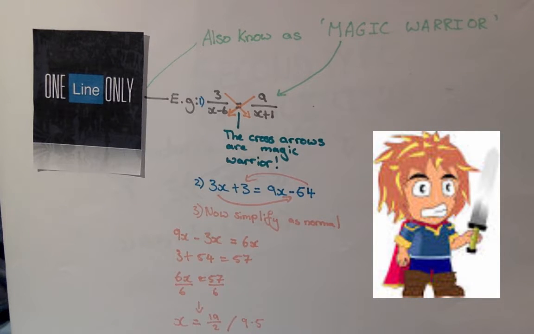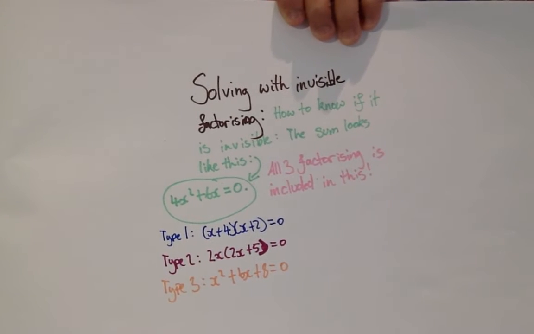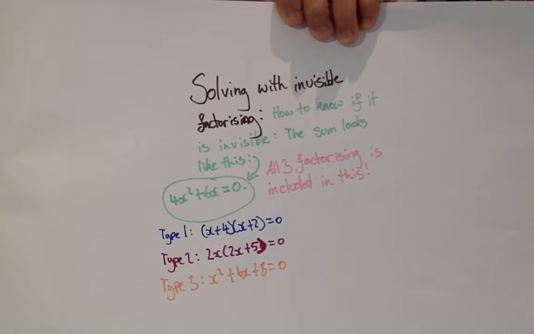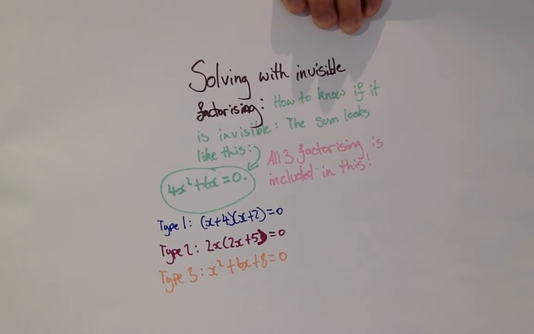So 9 minus 3x equals 6x, 3 plus 54 equals 57. So now it's 6x equals 57. Now we can simplify that to x equals 19 over 2 or 9.5. Okay, so not one line only, solving with invisible factorizing.